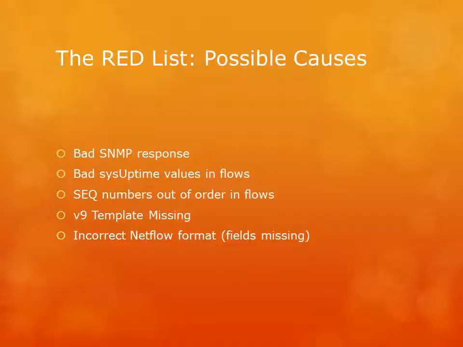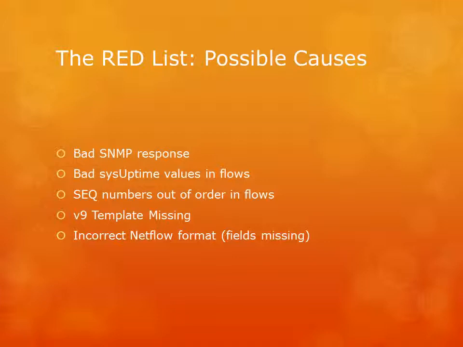Now, there are several reasons why a router might show up in the red list. Most indicate a problem with the sending device. The most common are bad SNMP responses from the device when the master console tries to do the SNMP poll, bad sysuptime values in the flow records themselves, so when the flows come into the harvester they have bad sysuptime values, or bad sequence numbers. If the sequence numbers are too far out of order, the device could be on the red list.